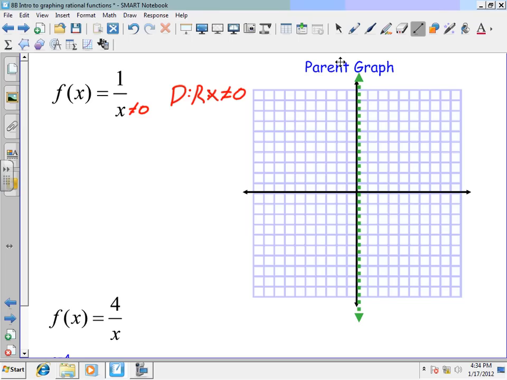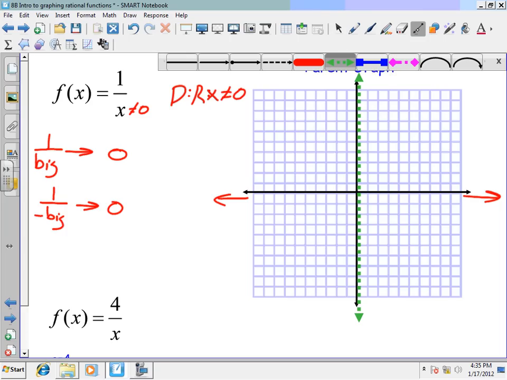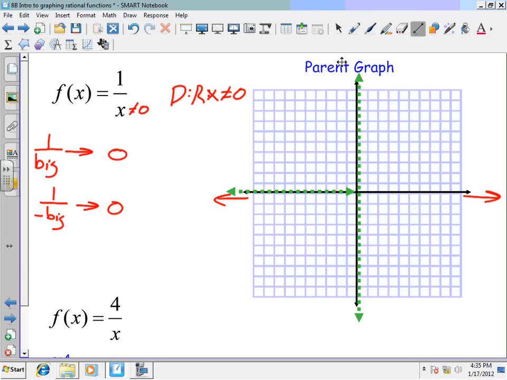Now we say, okay, as an end behavior, what happens as we go to infinity and negative infinity? So we're going in this direction and this direction. What happens here? Well, 1 divided by a big number goes to 0. Okay? And then likewise, 1 divided by a negative big number goes to 0 in the other direction. So anytime you have 1 divided by a big number, it's a very small number. So we're going to have another asymptote horizontally, and this expresses end behavior. So I'm going to draw one like this.